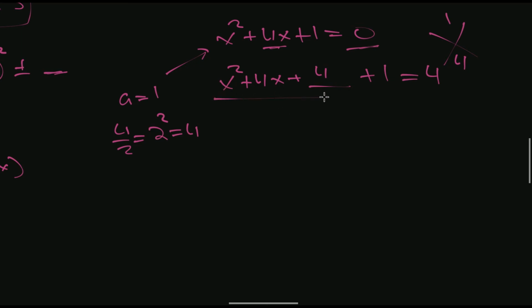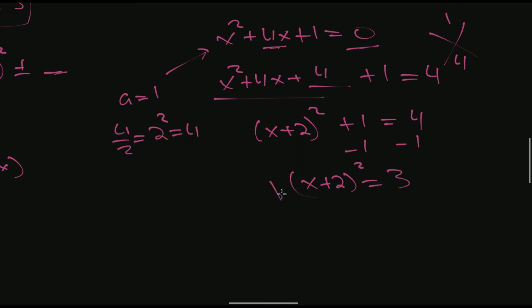So this has become a perfect square. And it is x plus 2 quantity squared. And I still have that plus 1 over here and that 4 on the other side. I'm going to subtract 1 to solve for x, get it by itself, and I get x plus 2 squared is equal to positive 3. I'm now going to square root both sides, and I get x plus 2 is equal to plus or minus root 3.